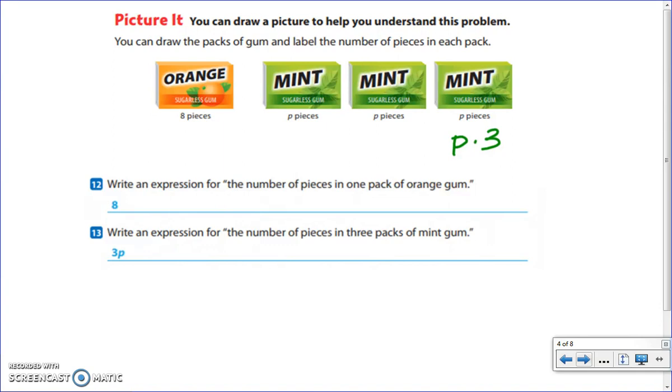So it's hard to connect that because it does look like P plus P plus P, which also would be an expression. But really, P plus P plus P is 3 times P, or 3 Ps. So we write the expression as 3P.